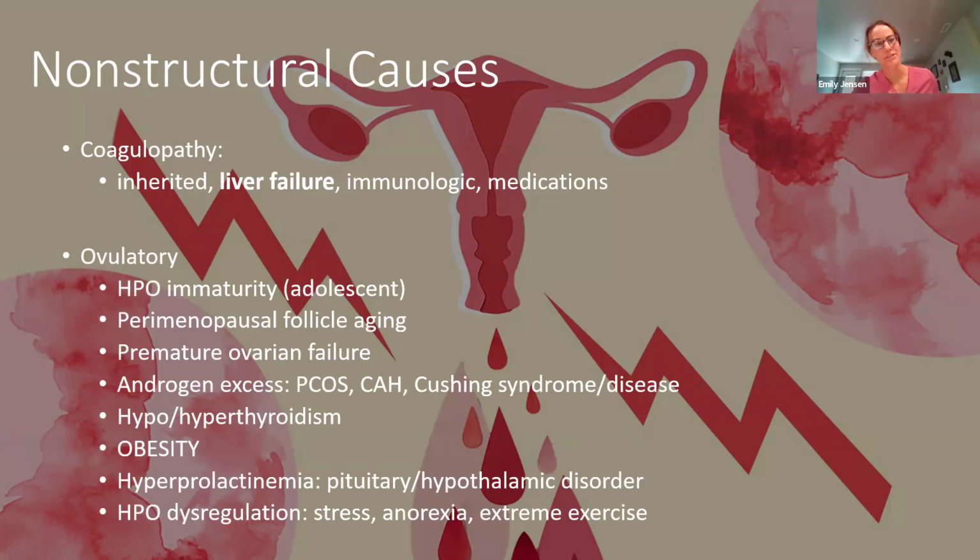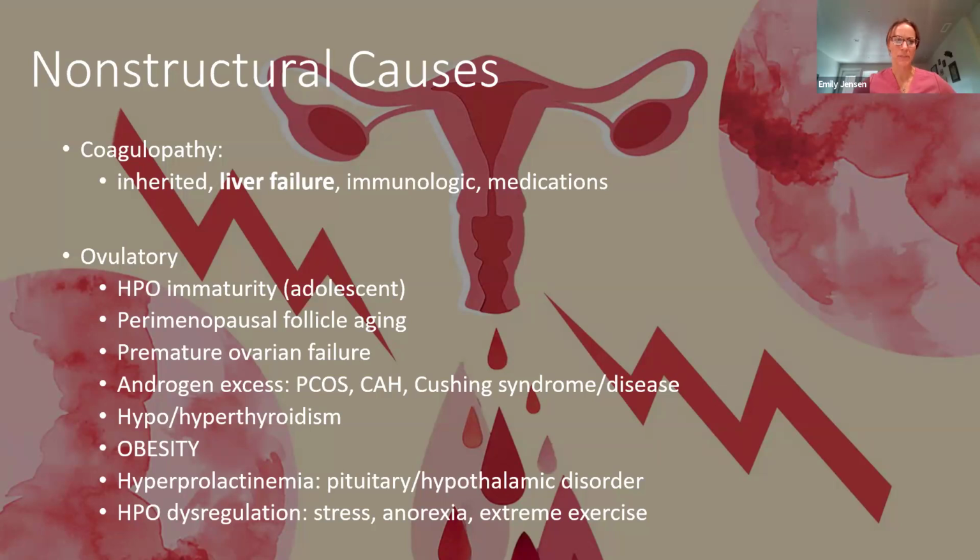And then ovulatory is a large list, but obviously it depends on the patient's age how you rule this one out. If they're an adolescent, HPO axis immaturity, you expect them to have a couple years of irregular periods and let them know that. Once they start their period as an adolescent, it'll take a couple of years for their body to work it out, and they should eventually be regular about 2 to 4 years after they start their period.